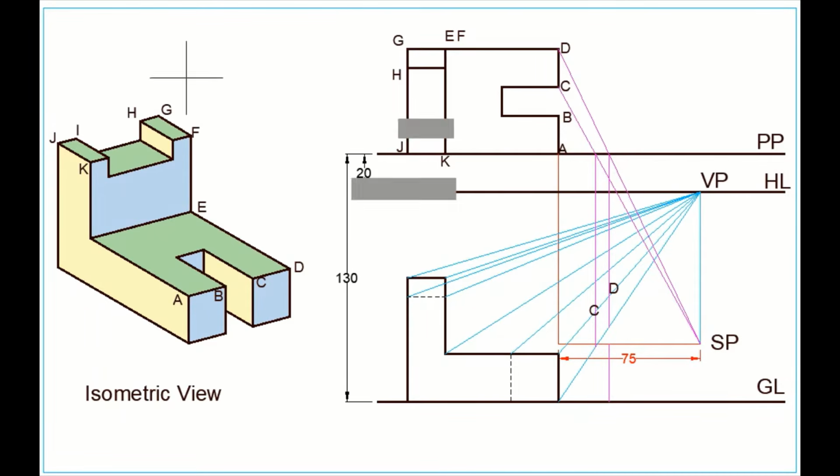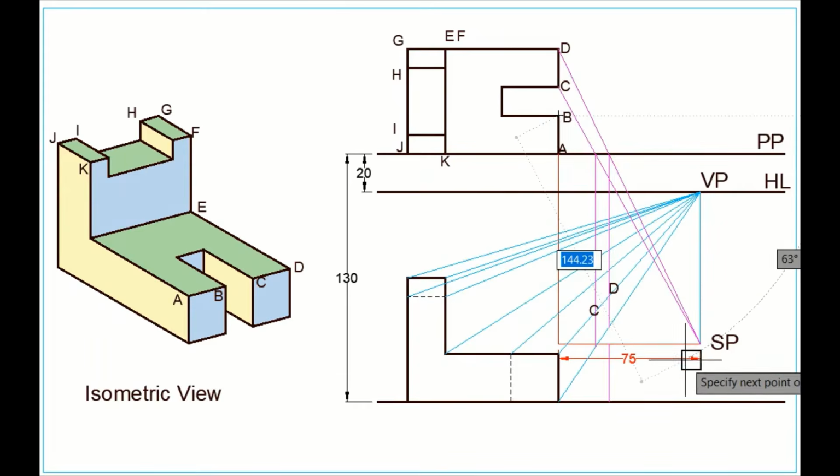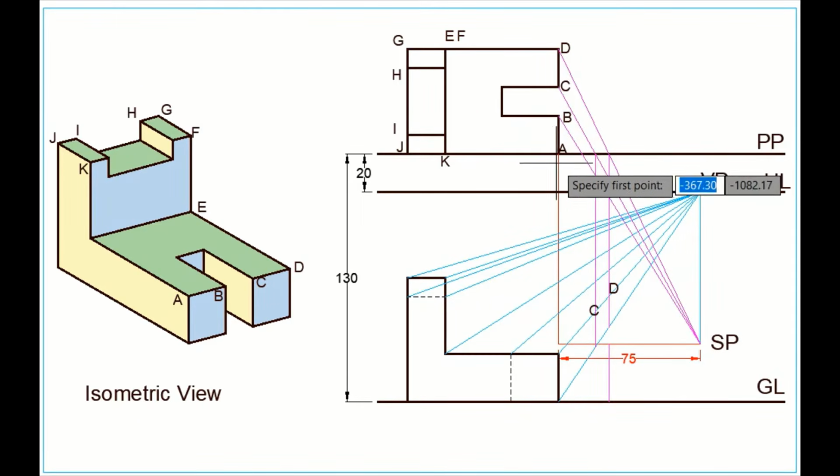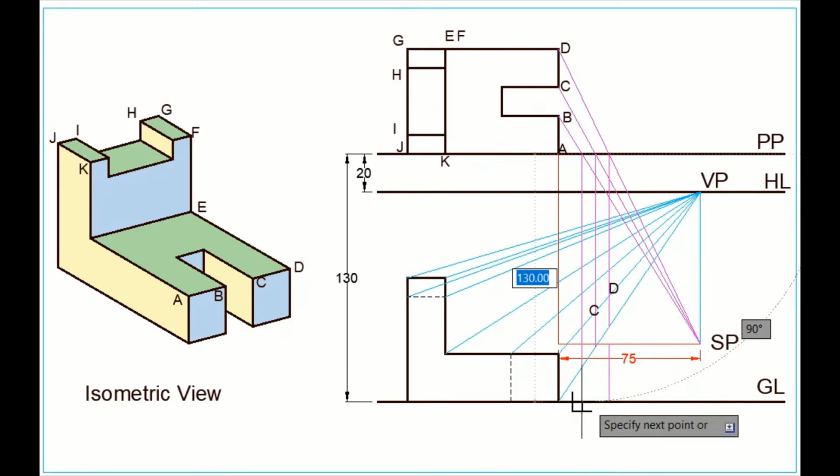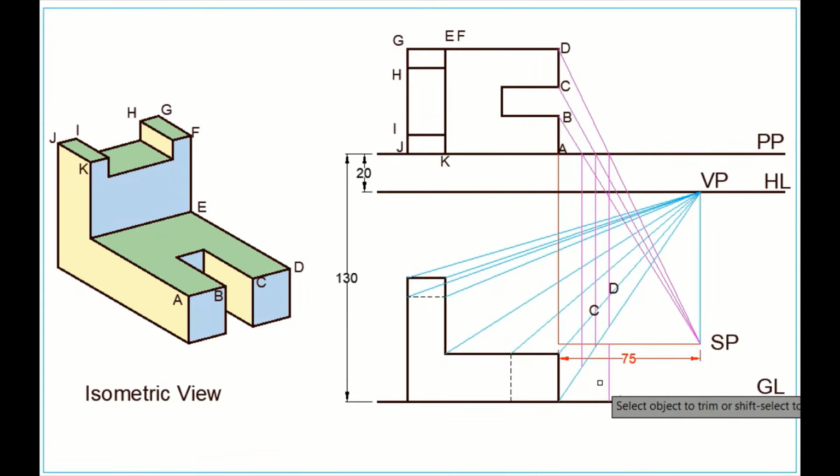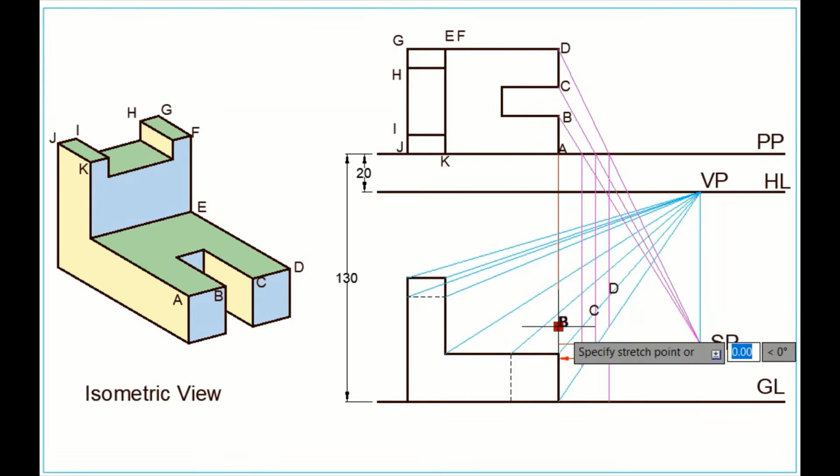Same way you can do it for point B. Connect B here with the station point and draw another vertical line from this location. This has to be vertical. Just trim it, and this point here is point B. Sorry, just let me place it at the proper location. So this is point B here.